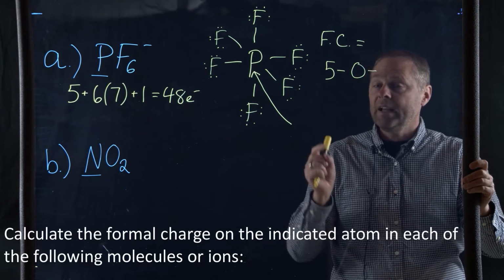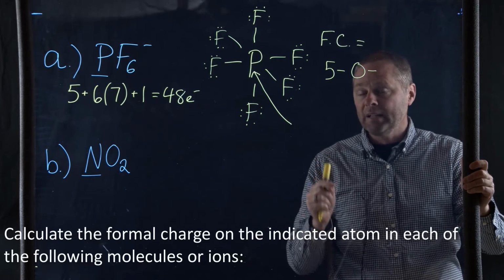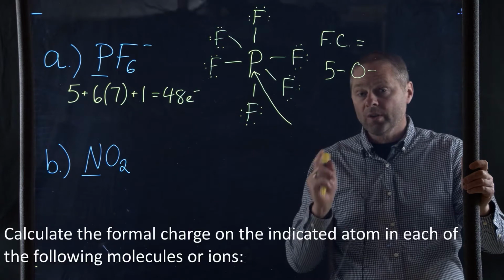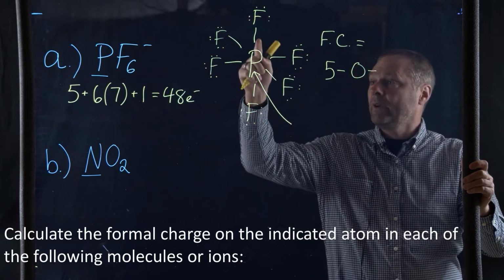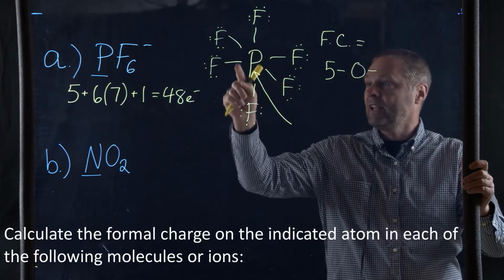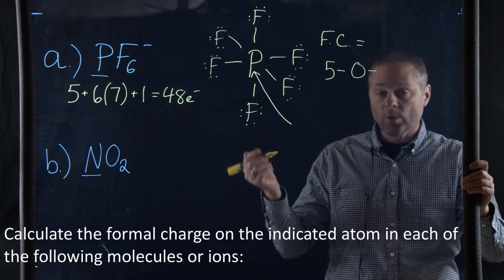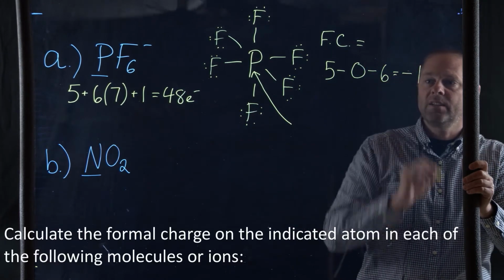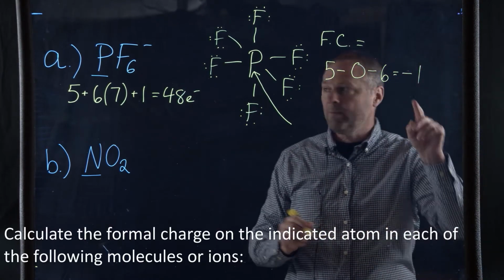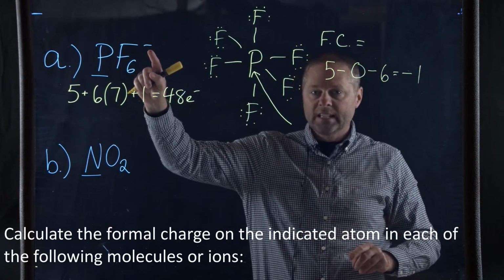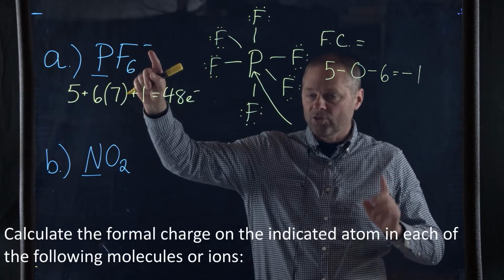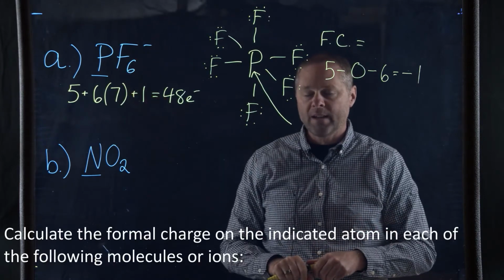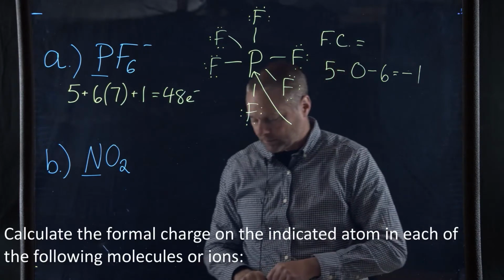So let me repeat that. It's either 1/2 the number of bonding electrons or the number of bonds to it. So here we have 2, 4, 6, 8, 10, 12, or 6 bonds. That's 5 minus 6, and this gives us a formal charge of the phosphorus of -1, which happens to be the charge of the entire polyatomic anion.